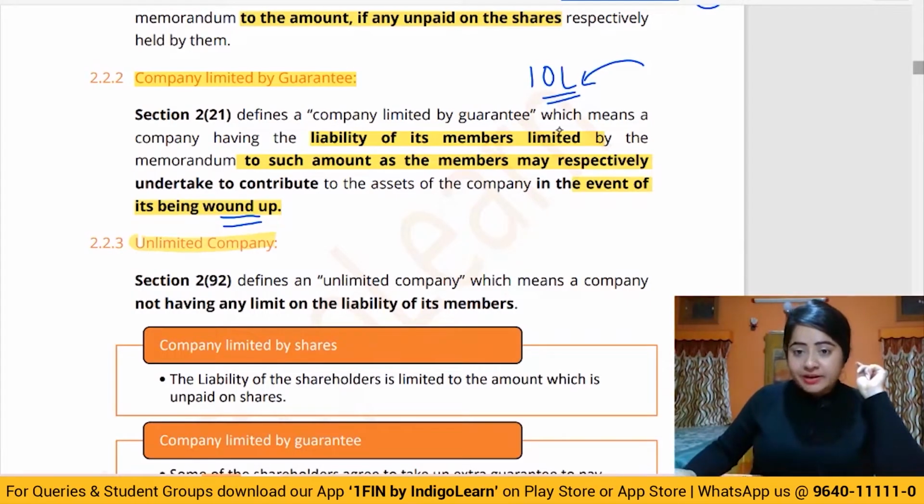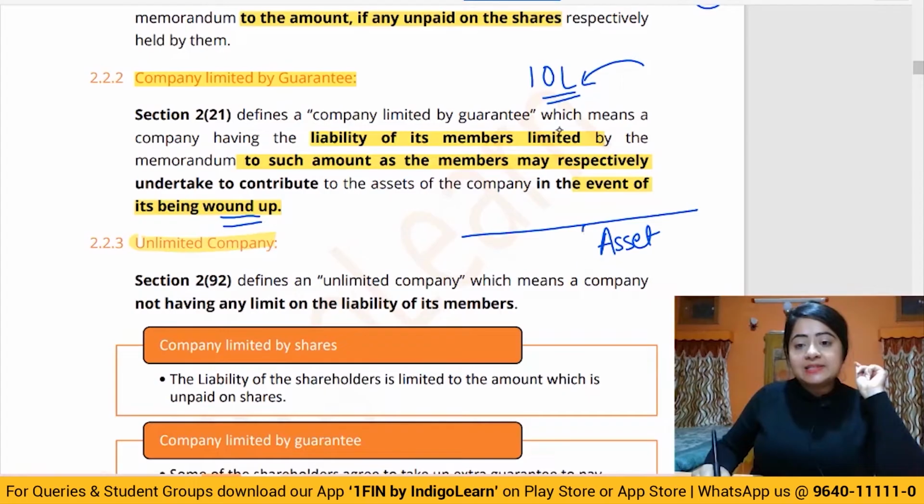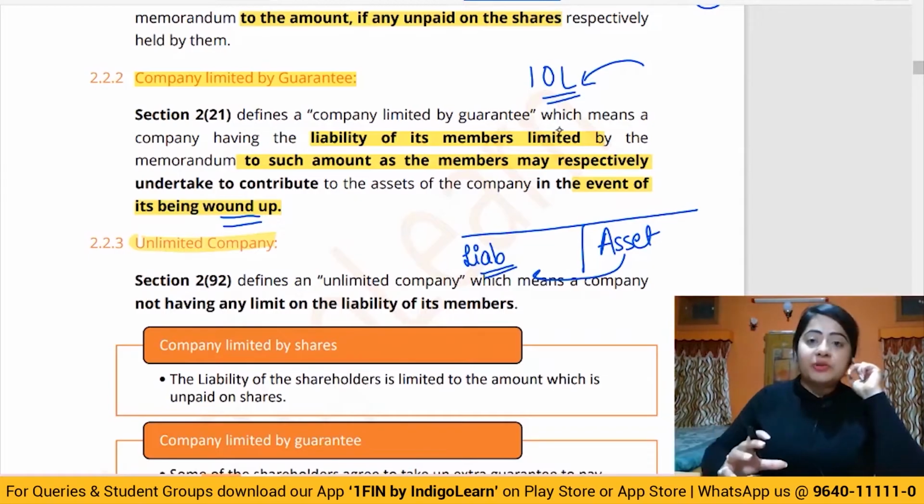Okay, so at the time of winding up, we know what happens. All the assets of the company are sold off, right? And all the proceeds of these assets are used to repay the liabilities. Okay, and after that, whatever amount is left is given to the preference shareholders and then to the equity shareholders, right? So let's say after all the amount which is recovered from the assets, some of the liabilities are settled off, some of the liabilities are still remaining.